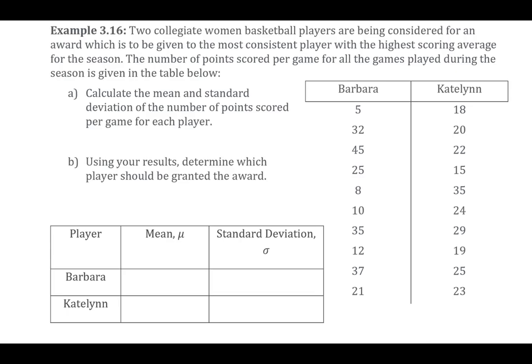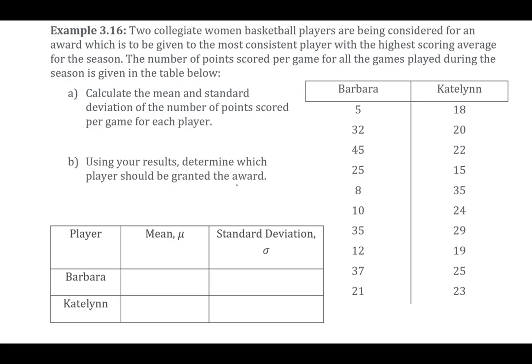So the example says, two collegiate women basketball players are being considered for an award, which is to be given to the most consistent player with the highest scoring average for the season. The number of points scored per game for all the games played during the season is given in the table below. A says to calculate the mean and standard deviation of the number of points scored per game for each player. And then B says to use your results to determine which player should be granted the award.